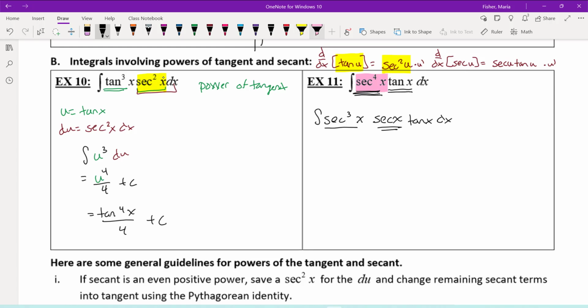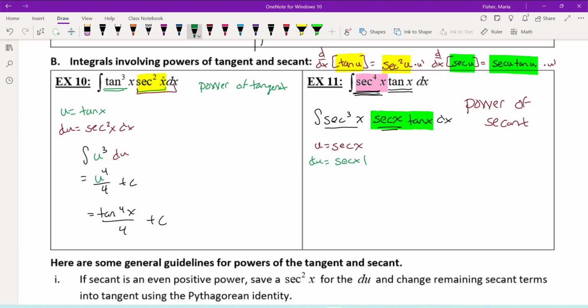Why is that helpful? Because if you think about it, this guy right here, secant of x tangent of x, is the derivative of the secant. So that makes you a power of the secant. You would let u equal the secant of x, and then the derivative would be secant of x tangent of x dx, and that would give you u cubed du, which you know integrates as u to the fourth over 4 plus c. Getting out of u's and back into x's, secant to the fourth x over 4 plus c.